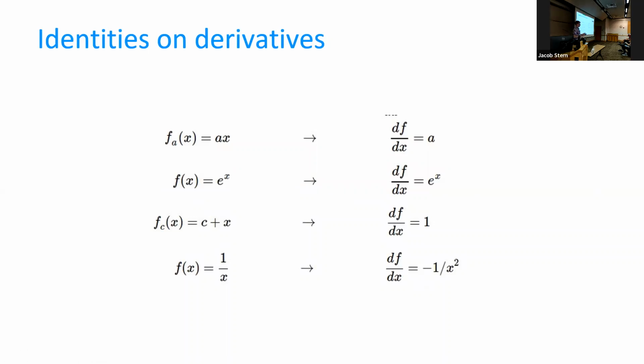So, if you remember some common analytic solutions, derivatives are the following. The function of x is some constant times x. The derivative of that function is a. And the function is e to the x. That's the special function whose derivative is itself. The derivative of constant plus x is 1. And then the derivative of x itself is 1. And then the derivative of 1 over x is negative 1 over x squared. And so we're going to do a couple of examples using this basic toolbox of derivatives.